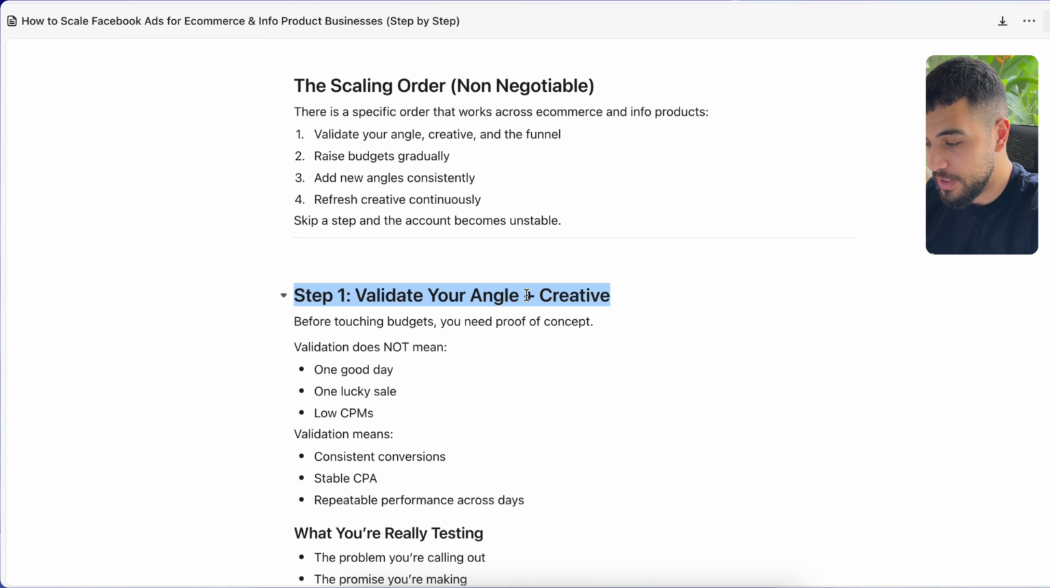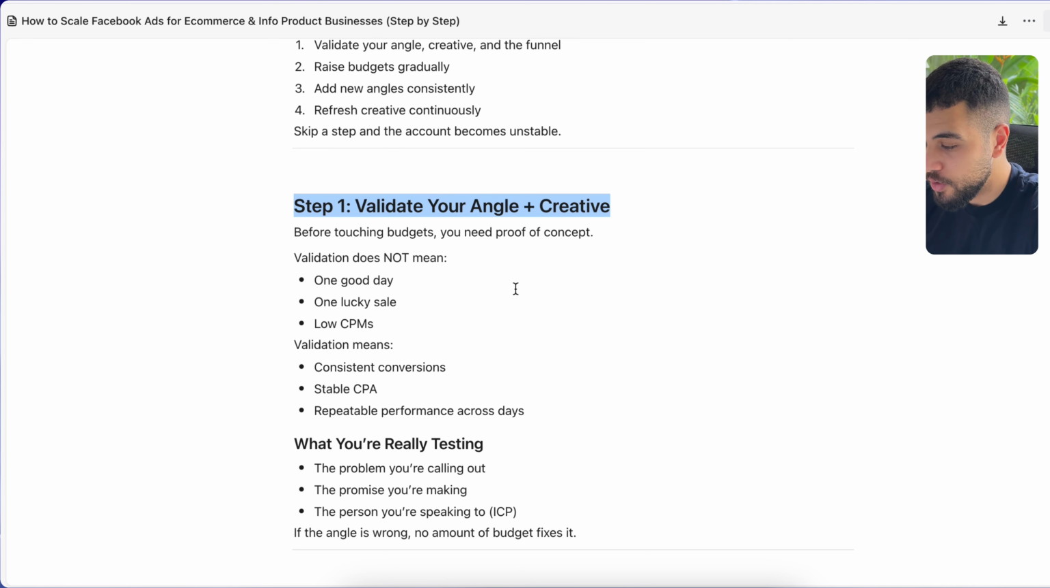So step one is validating your angle and creative. This does not mean having a good day, having a lucky sale, or seeing low CPMs. I see this a lot. What I mean by this is you validate your angle and creative when you see consistency, when you see a stable ROAS, when you see a stable CPA, when you see results are there consistently, instead of having a good day, because everyone has a good day. It doesn't mean that everything is good and validated. If it's good over a long enough time, then yes, it's validated. But if you have a good day, it happens. Again, everyone has a good day every once in a while.